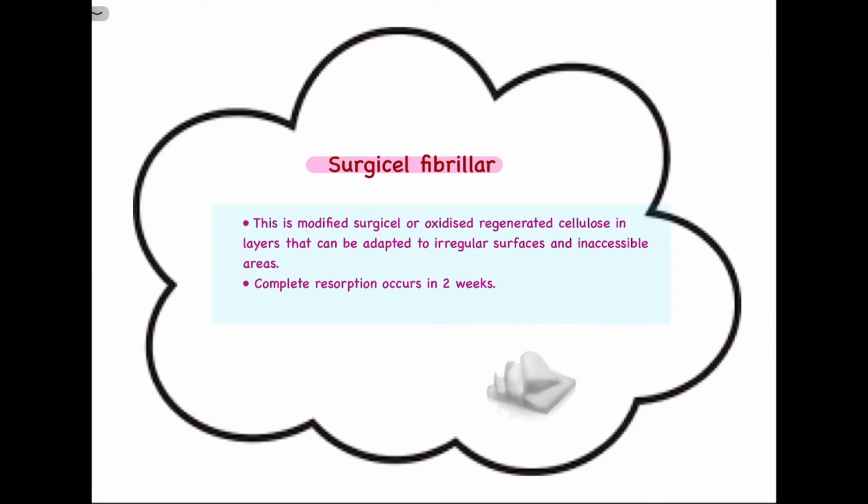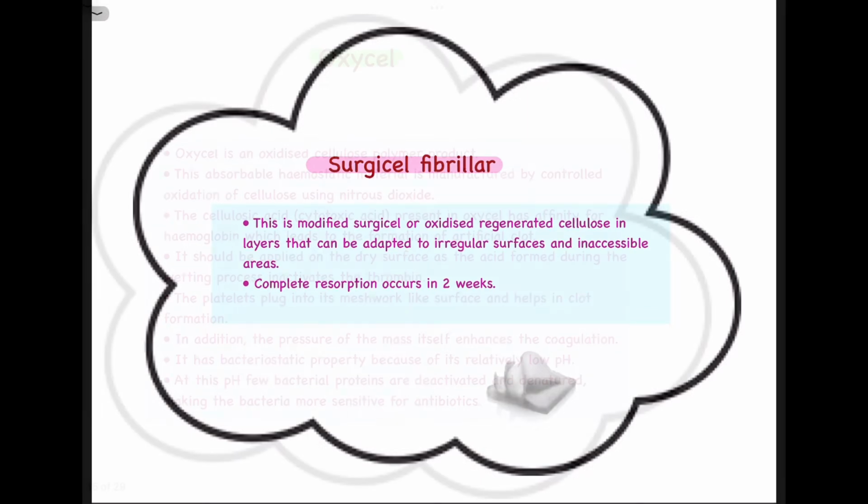Next we have fibrillar Surgisil. It is a modified Surgisil in which there is presence of layers. These layers can be adapted to irregular surfaces as well as inaccessible areas. So this is the advantage of fibrillar Surgisil. As it comes in layers, we can easily adapt it onto irregular surfaces, and complete resorption time is also less. For normal Surgisil, it ranges between 2 to 4 weeks. For fibrillar Surgisil, it is only 2 weeks.